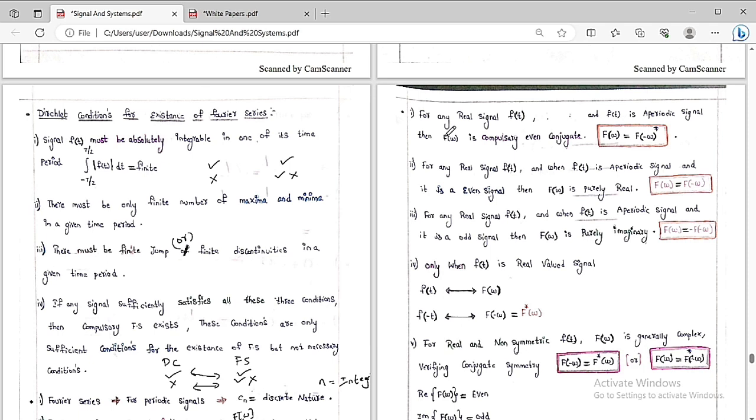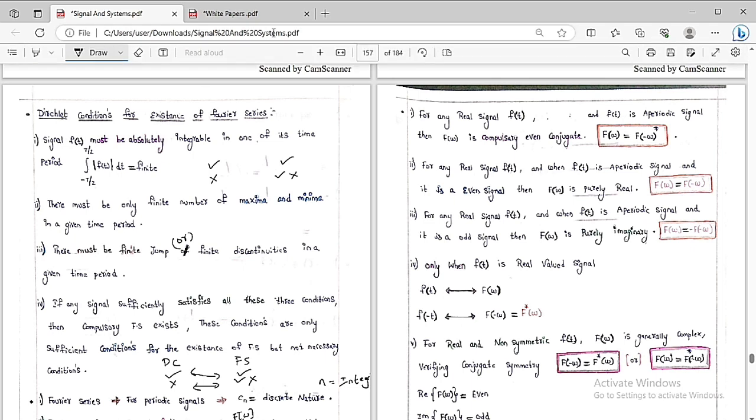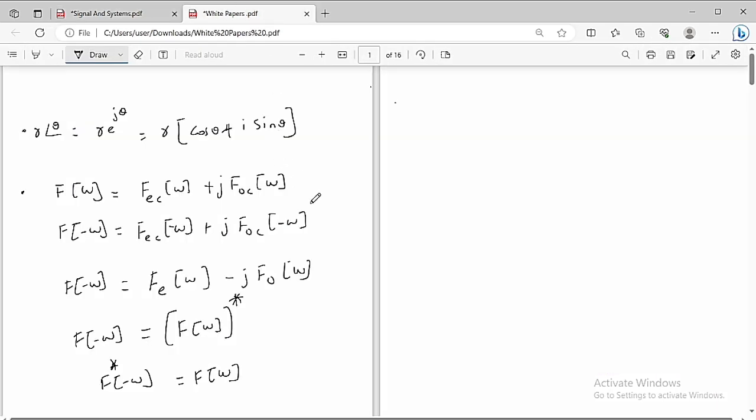So purely real. What is going to happen? Suppose it is purely real, what is the meaning of this? If it is purely real, only this part is going to be present. As f of t is a real signal, and if it is an even signal, then this part will not be there. So in that case we can say f of minus omega is equal to f of omega only.